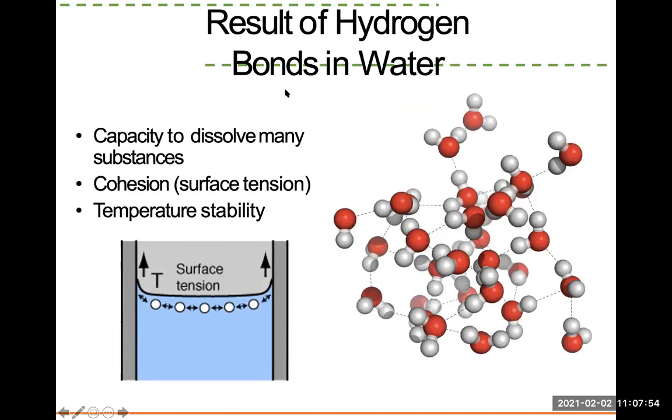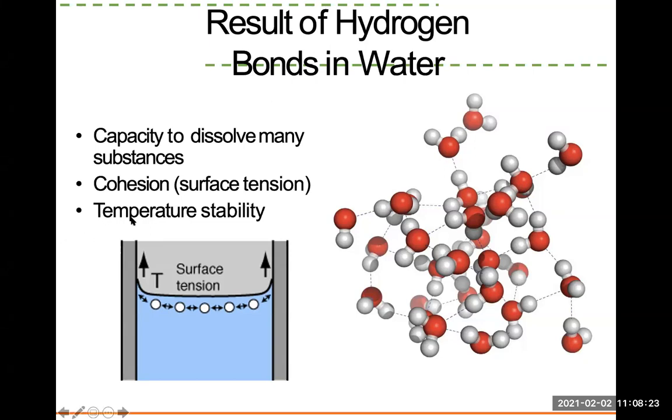So, hydrogen bonds in water. One thing we said is that it gives water the capacity to dissolve many things. Another term that I want you to know is cohesion. Surface tension, I just showed you what that is. Cohesion is just the ability for those molecules to stick together. So when they stick together, that's cohesion, giving it surface tension.